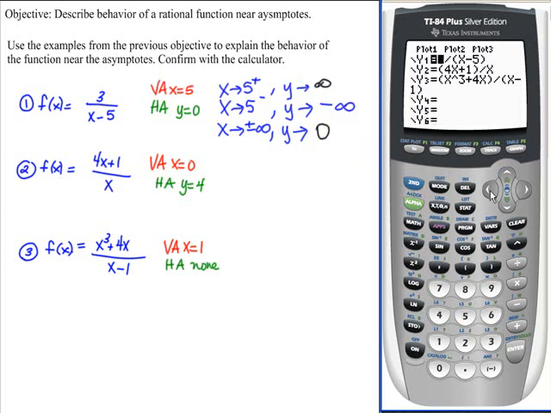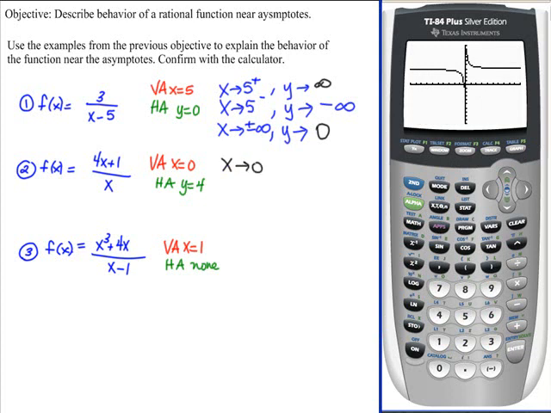Well, let's look at now the second function. So if we press enter to turn the first one off, I'm going to hover over the second equal sign and press enter to turn that one on, and go to the standard window. So we see that again we have this vertical asymptote at 0, and it looks like we have a horizontal asymptote at 4, but we can confirm that. So we need to think about what's happening as x goes to 0 from the right, what's happening as x goes to 0 from the left, and what's happening as x goes to positive or negative infinity.